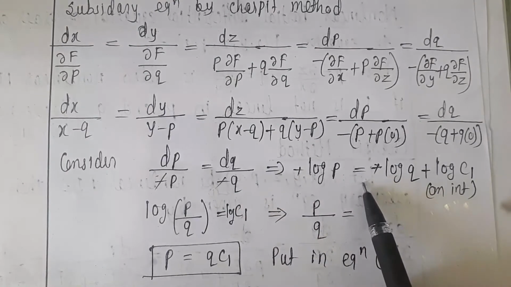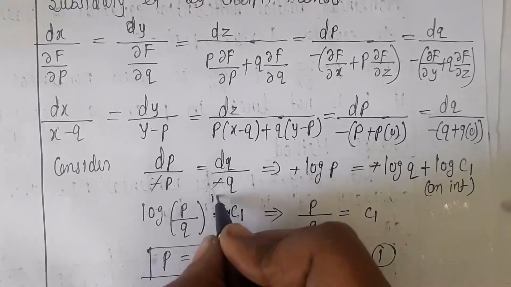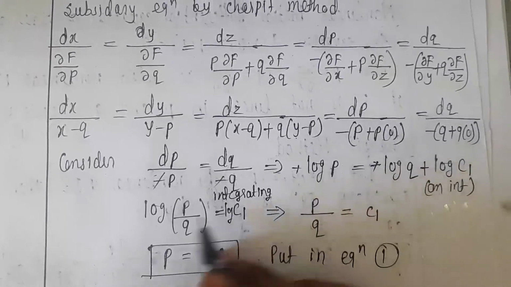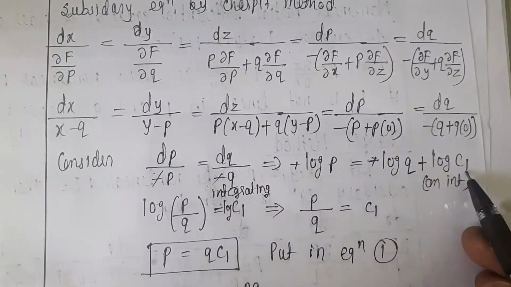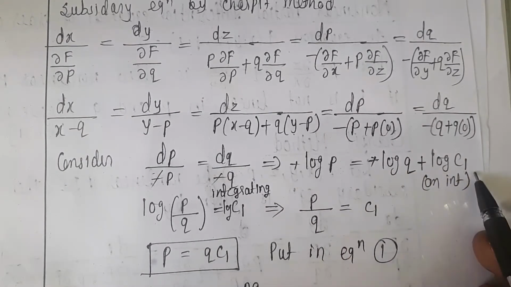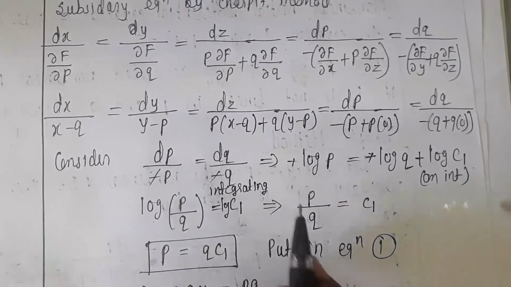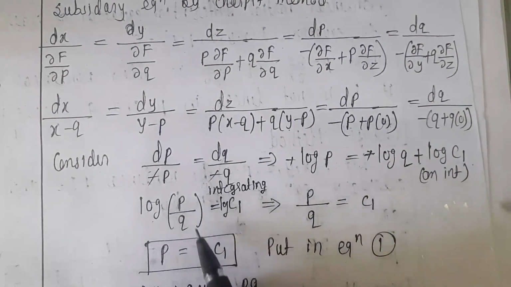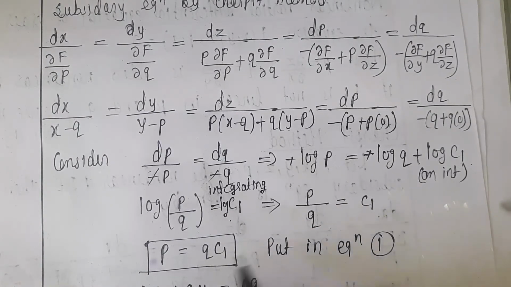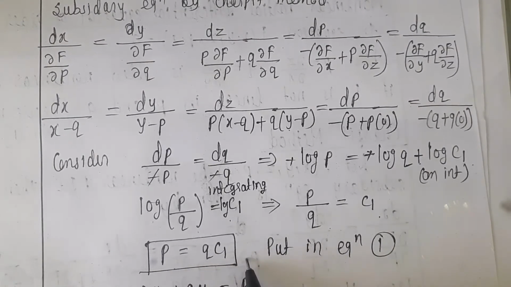Integrating, we get log of p is equal to log of q plus log of c1. So log of p is equal to log of q into c1, or log of p minus log q is equal to log of c1. In both ways you can write. So log of p by q is equal to log of c1. So p by q we obtained, it is equal to c1. From this you will get either p or q. So I have written it as p is equal to q times c1.